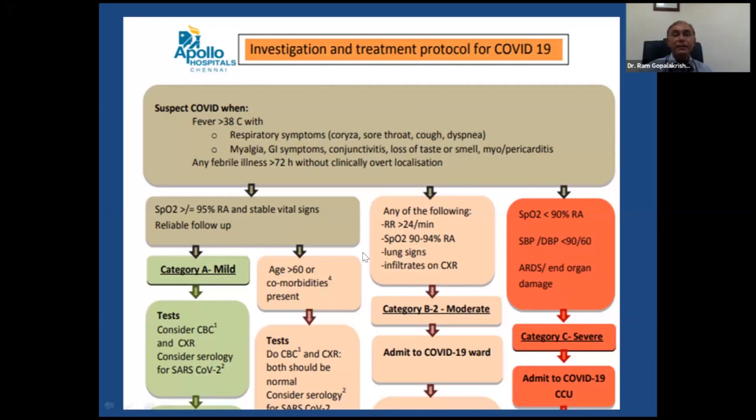And in between, you take a call depending upon whether they have comorbidities, whether they are age above 60 or so, whether you need to admit them, whether you need to do further testing, at least a chest X-ray and a CBC in these patients, at the very minimum, make sure those are normal before saying they can be managed at home.